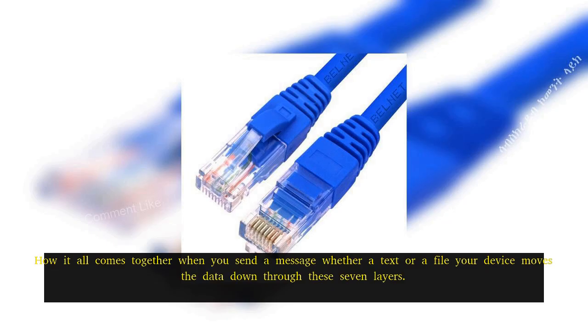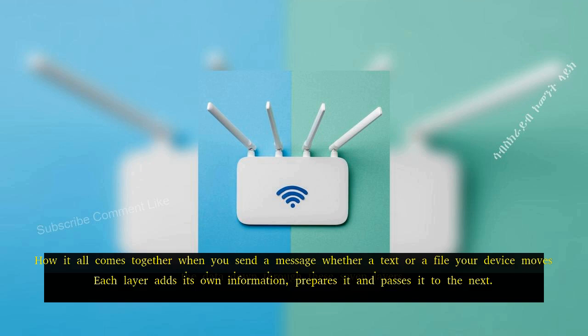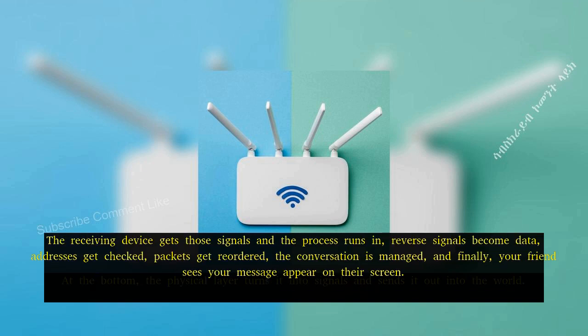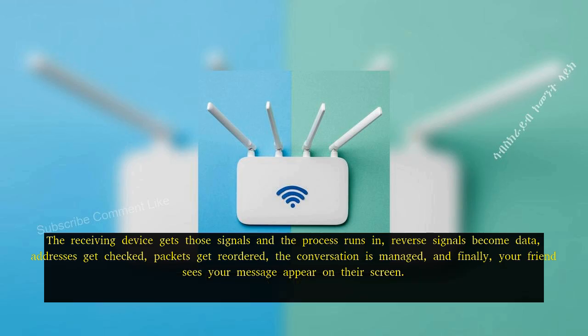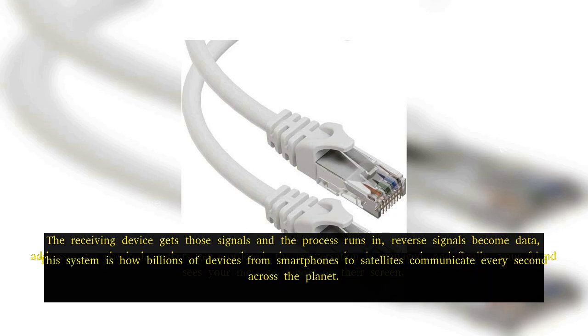How it all comes together when you send a message, whether a text or a file. Your device moves the data down through these 7 layers. Each layer adds its own information, prepares it, and passes it to the next. At the bottom, the physical layer turns it into signals and sends it out into the world. The receiving device gets those signals, and the process runs in reverse. Signals become data, addresses get checked, packets get reordered, the conversation is managed, and finally, your friend sees your message appear on their screen.